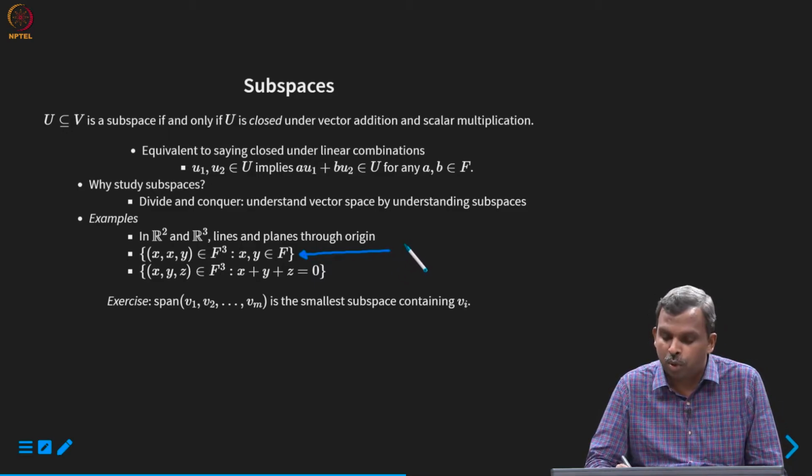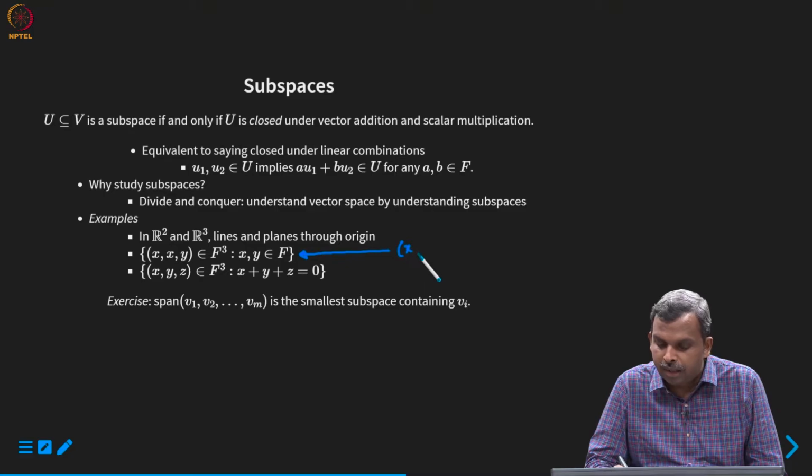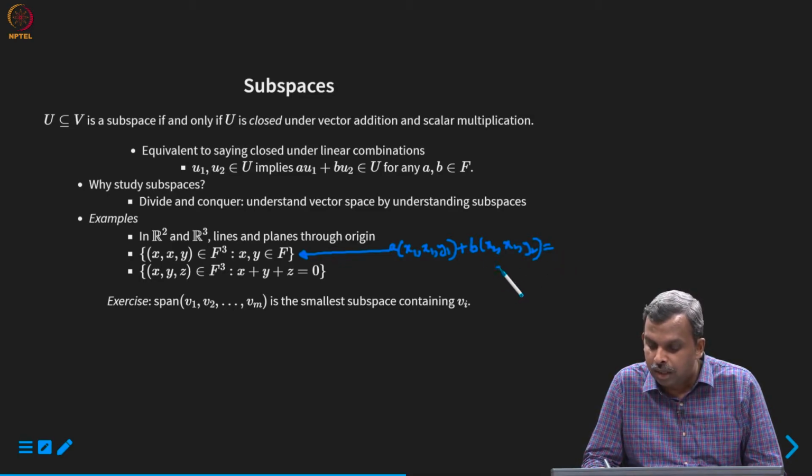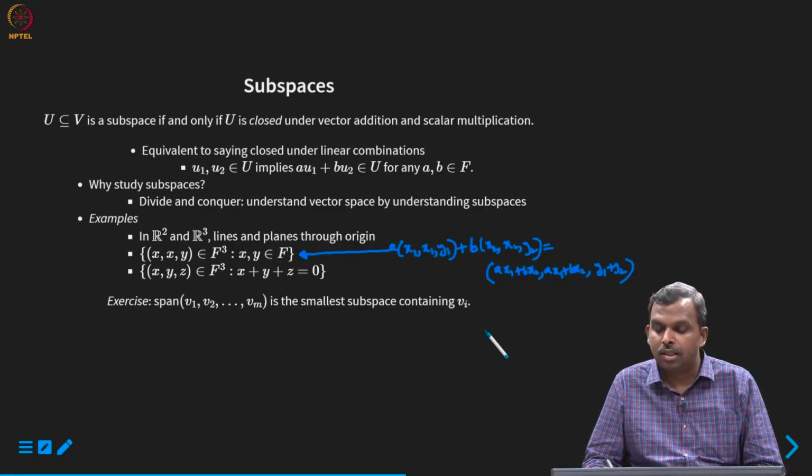You can take 2 points of the form x1, x1, y1, and then you do linear combinations: a times this, b times x2, x2, y2. You can check that you will get ax1 plus bx2, comma ax1 plus bx2, comma ay1 plus by2. This also belongs to the same space.